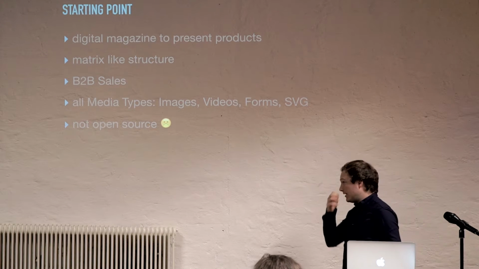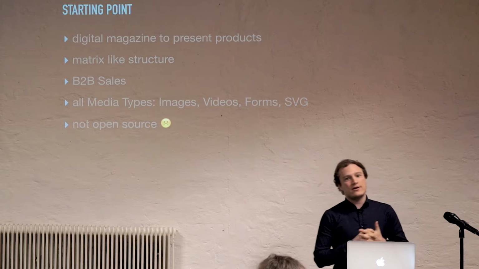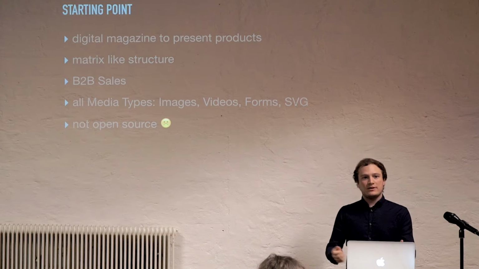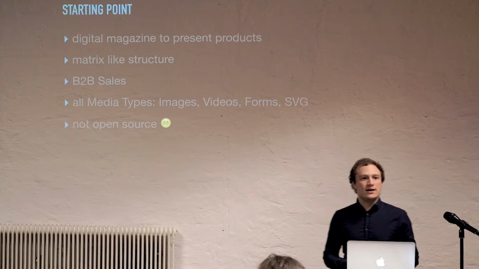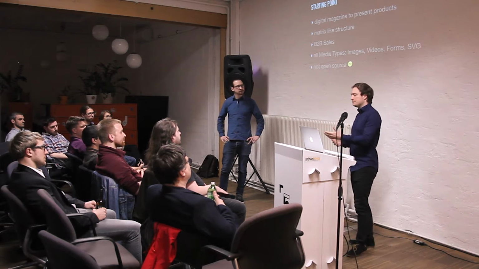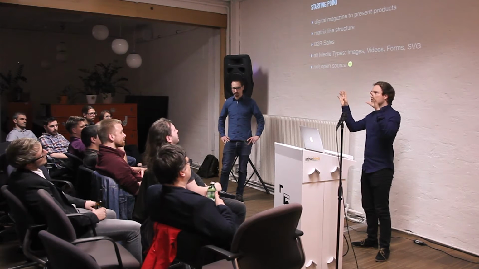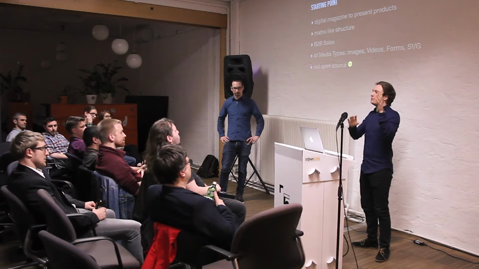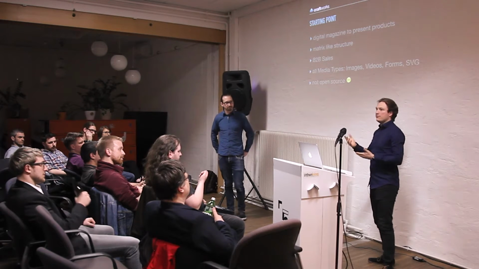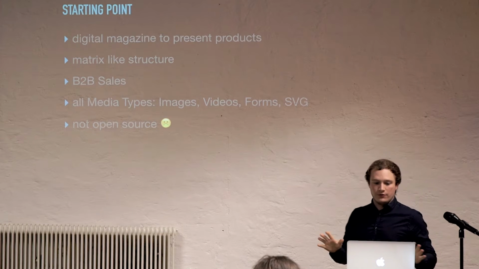So the starting point was one of the biggest mobile providers in Austria asked us to build a kind of digital magazine, not just a brochure, but on a tablet with animations, and basically they use it for B2B sales. So a salesman is next to a customer and they go through the products, and it has a matrix-like structure. So it has chapters and it has pages in each chapter. And depending on how the sales talk goes, he can go through the app however he feels like. It has to support all kinds of media types. And it has to work smoothly.